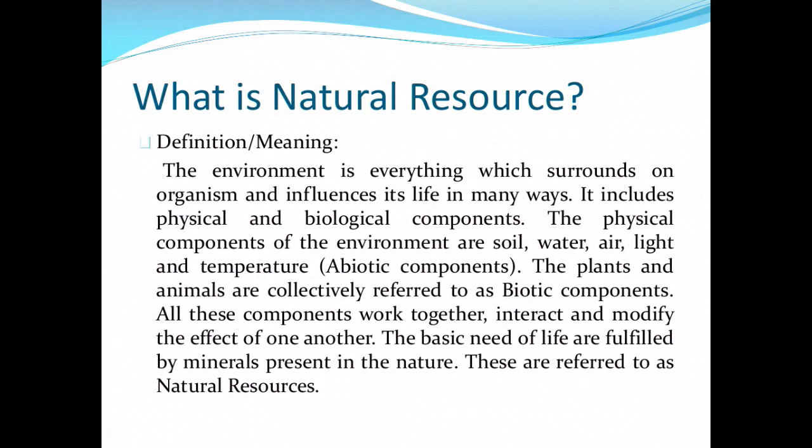You know the cycle, right? An insect starts eating the grass and the insects are eaten by small birds. So this cycle goes on in a process such that each and every animal depends on one another. And we all depend on the natural resources. So the basic needs of life are fulfilled by minerals present in nature, referred to as the natural resources. So these are different natural resources.